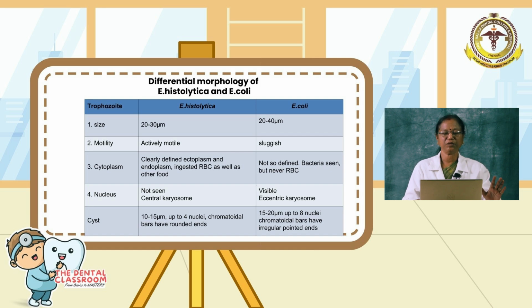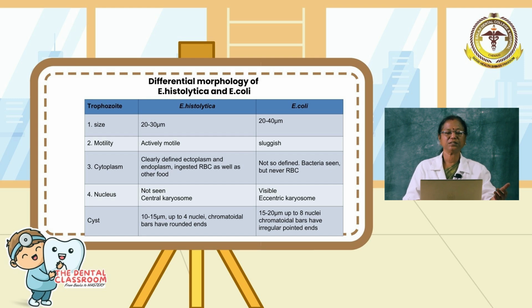When it comes to Entamoeba coli, you see the size is between 15 to 20 micrometer and 8 nuclei. So, you have to count the nuclei. When you count above 4, definitely it is not histolytica, it is coli. And the chromatoidal bars, usually they are irregular and have pointed ends.